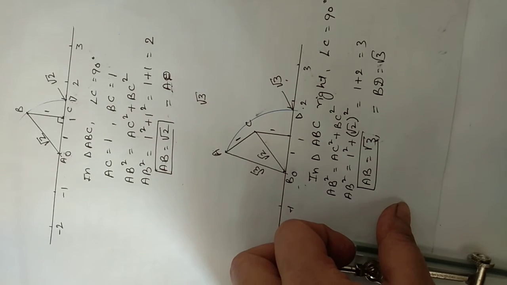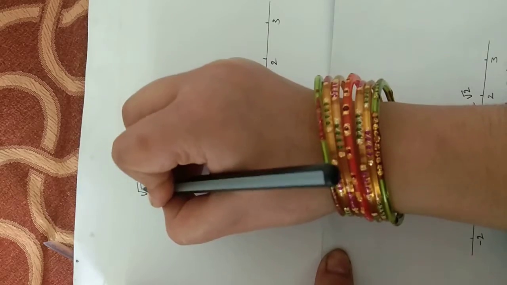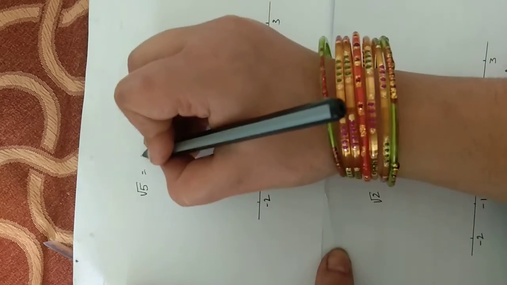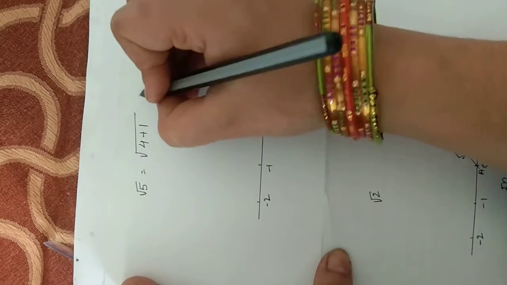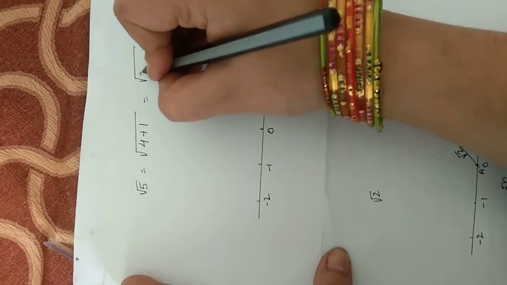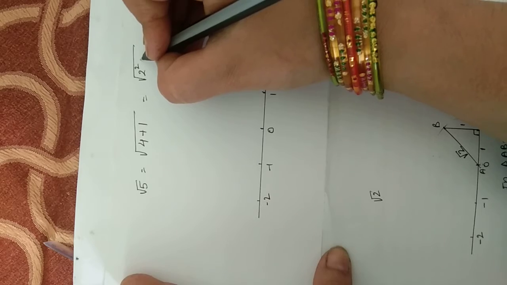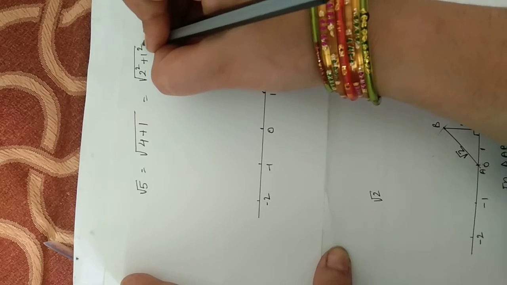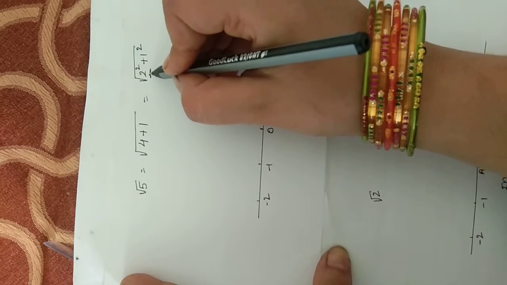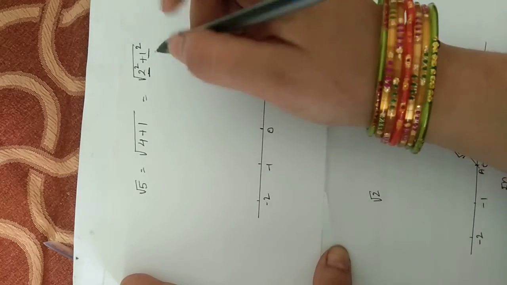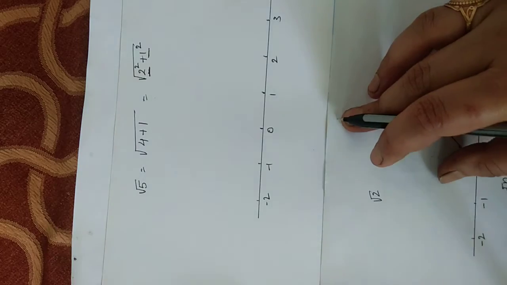Now we will represent root 5 on number line. So root 5, just see the splitting first. Root 5 we can also write as root 4 plus 1. Okay, root 4 plus 1, it is 2 square plus 1 square. So 2 square means you will take 2 unit gap. 1 square means you will take 1 unit gap. So what you will do?